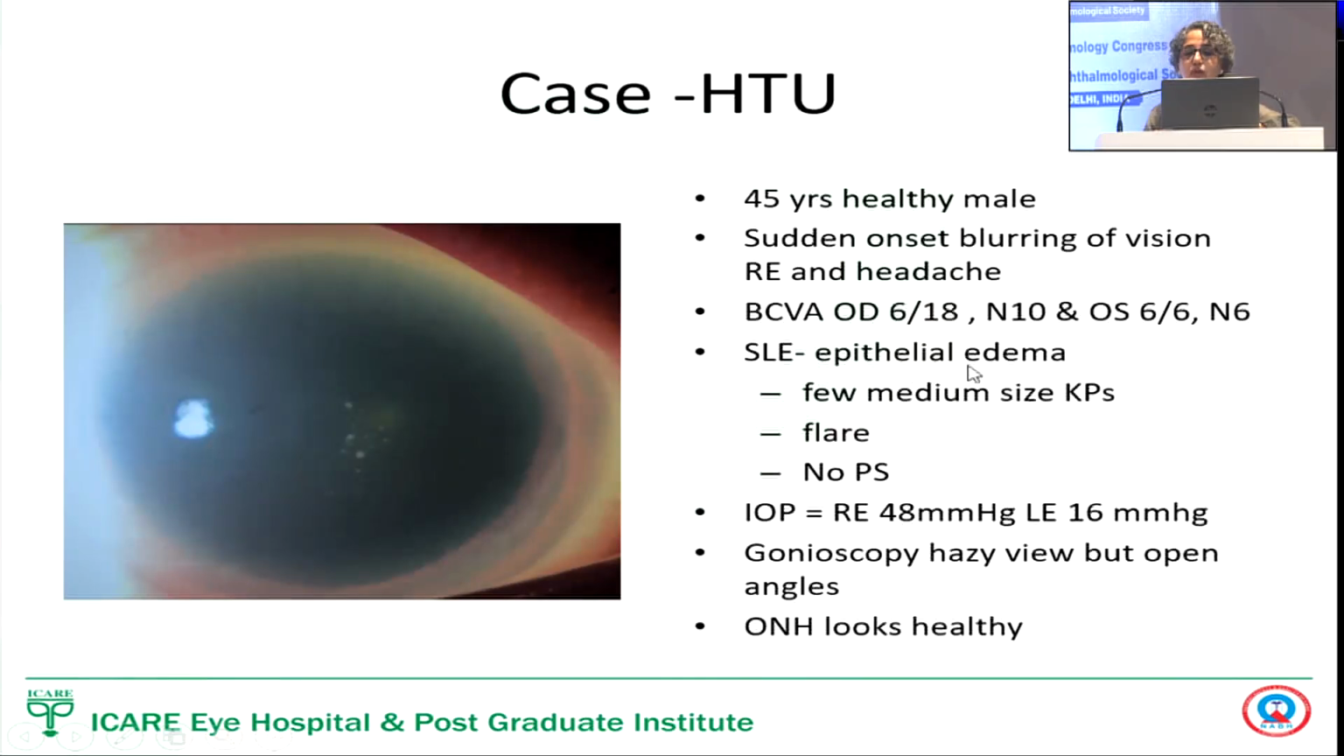A 45-year-old healthy male, unilateral condition, where there's epithelial edema and a few medium-sized KPs. They are very unusual looking. Sometimes you can have coin-shaped KPs as well. A little bit of flare, no posterior synechiae, and high pressures.